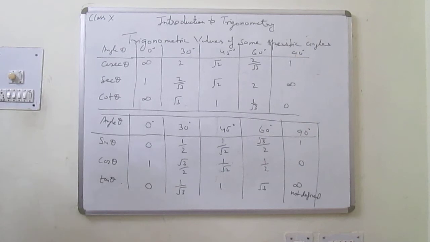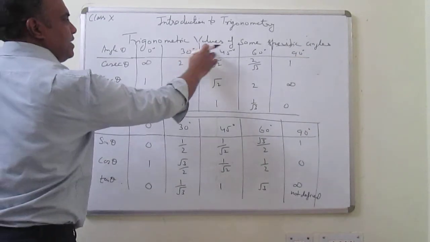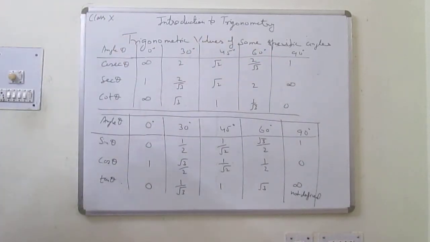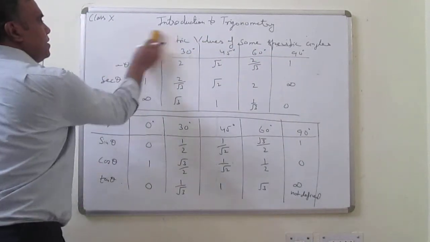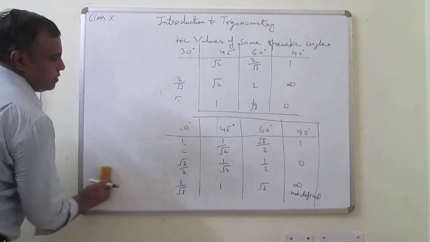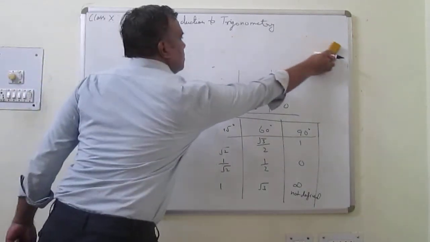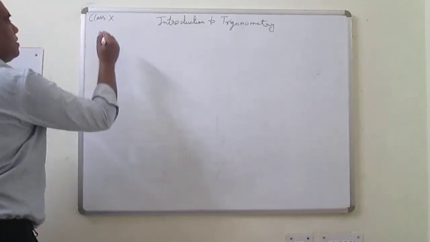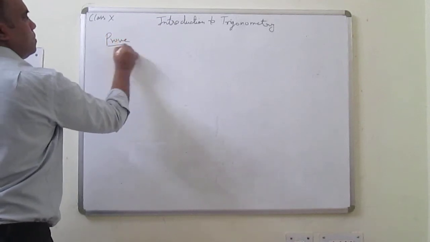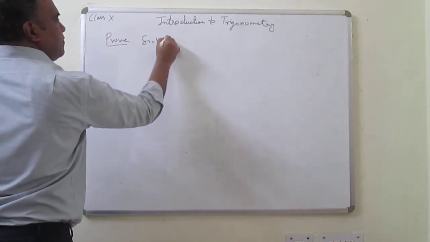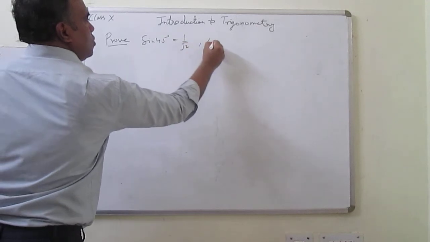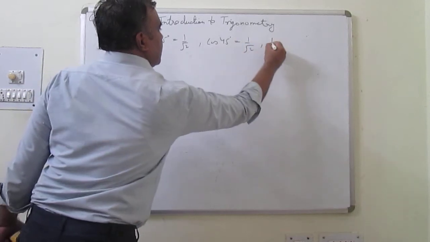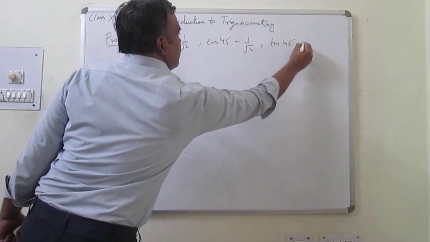Now I will prove it for 45 degree, 30 and 60 degree, and 0 and 90 degree. Now I am going to prove: sin 45 is 1 by root 2, cos 45 is 1 by root 2, tan 45 is 1.